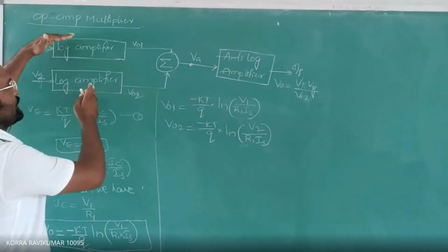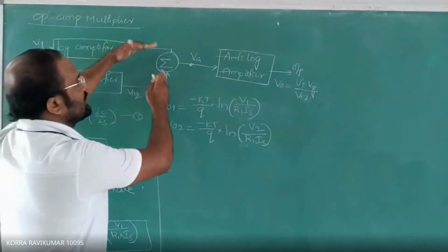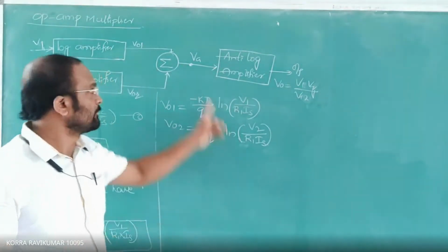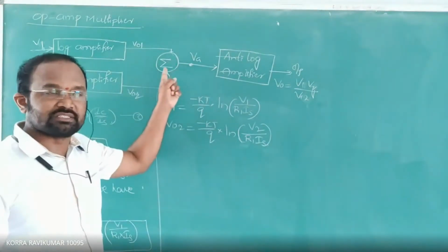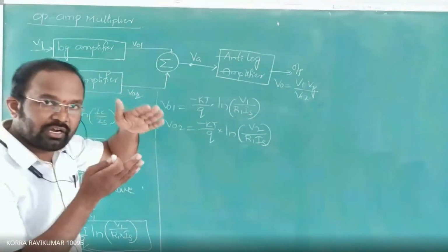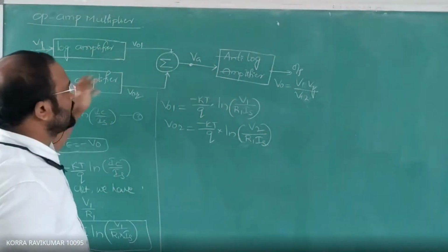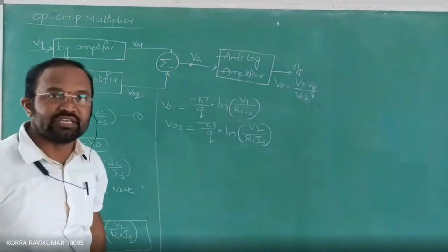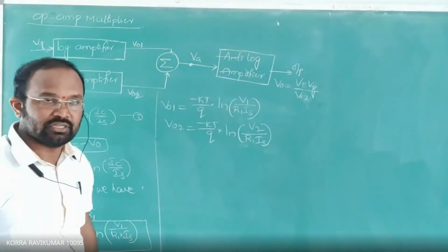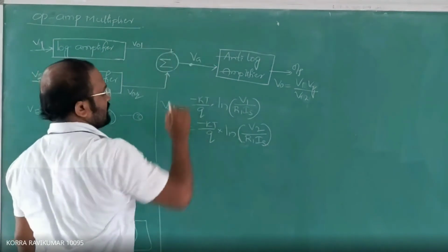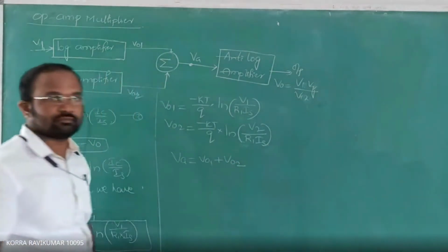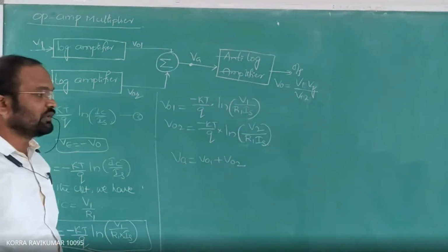The outputs produced by these log amplifiers are given as input to the adder circuit or summing amplifier. Sigma is nothing but summation. This summing amplifier adds VO1 and VO2 and produces the output VA. So VA is equal to VO1 plus VO2.